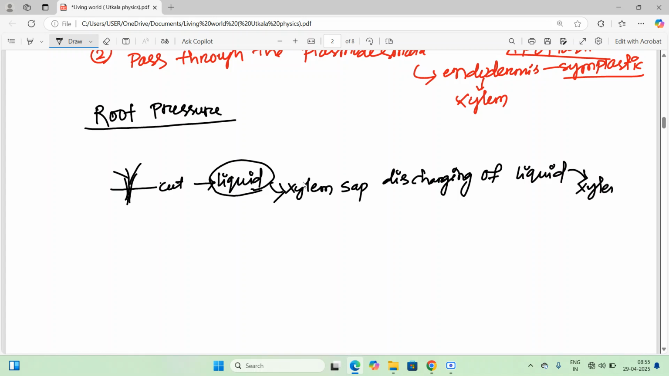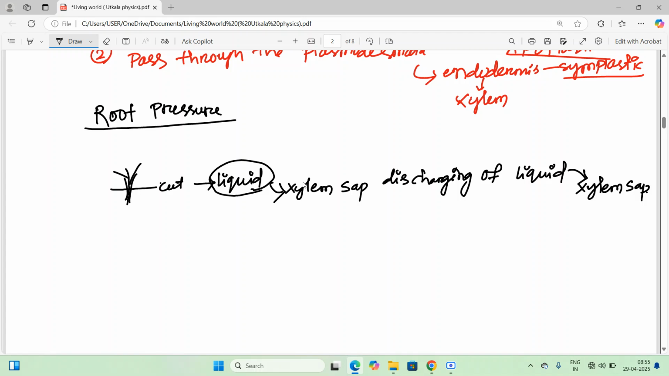Xylem sap. Got it? Then that indicates the presence of a positive pressure. If the liquid-like structure is discharging, it indicates the presence of a positive pressure. This pressure is known as root pressure. Why root pressure arises, we will see. This pressure is known as root pressure.